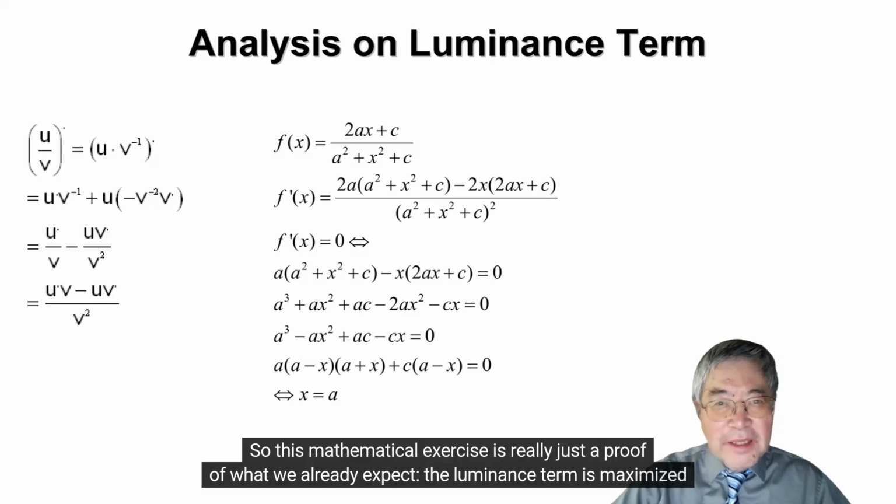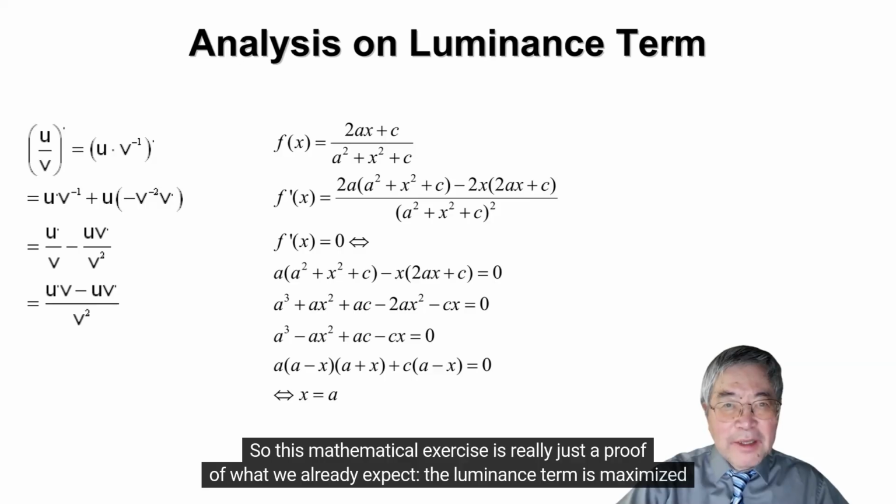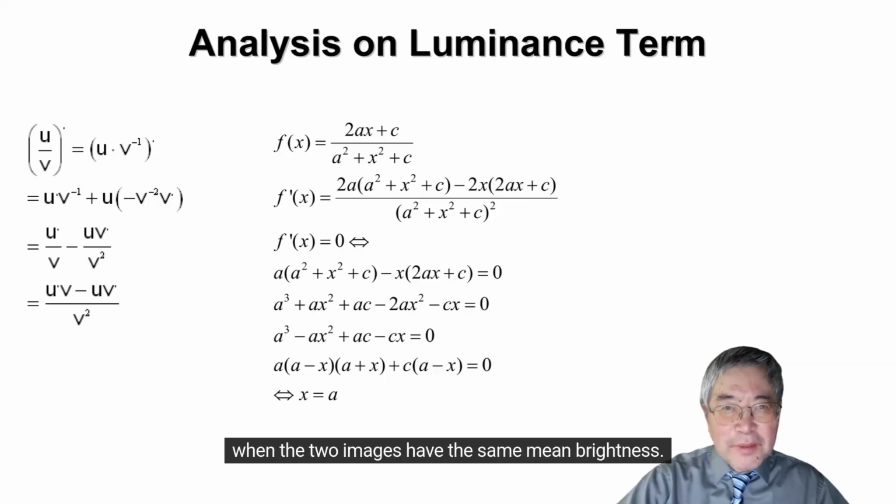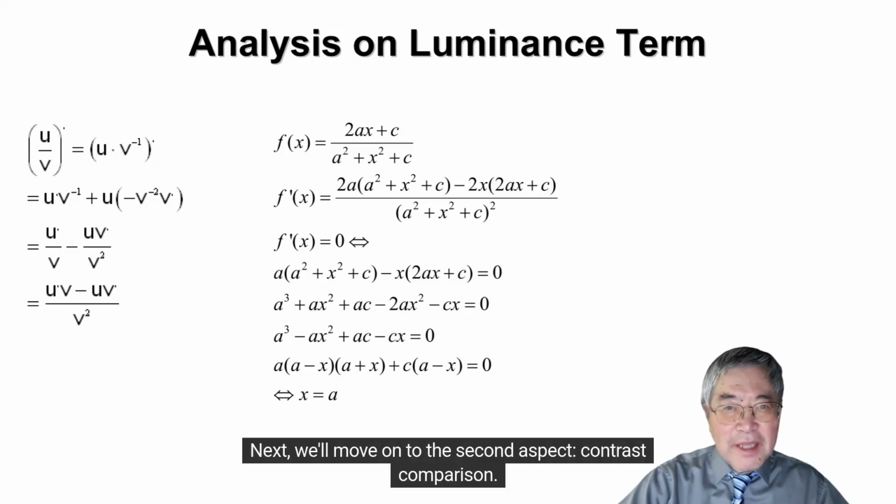So this mathematical exercise is really just a proof of what we already expect. The luminance term is maximized when the two images have the same mean brightness. That's the first aspect of structural similarity. Next, we'll move on to the second aspect, contrast comparison.